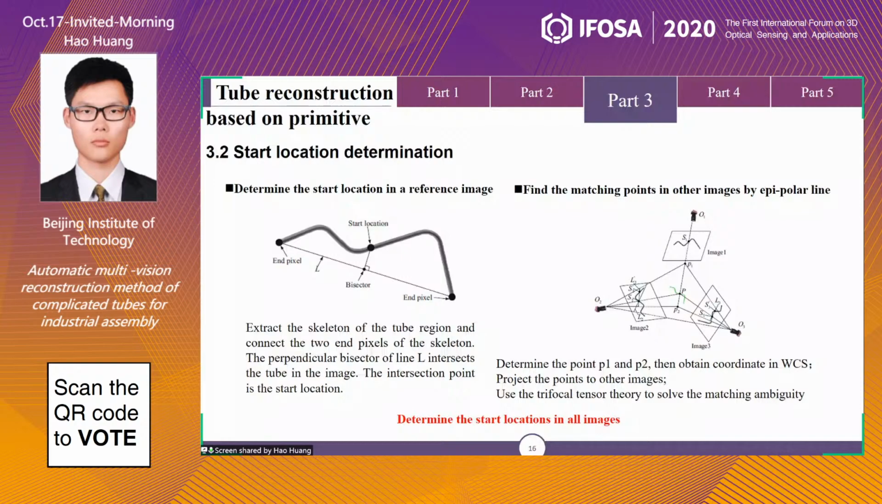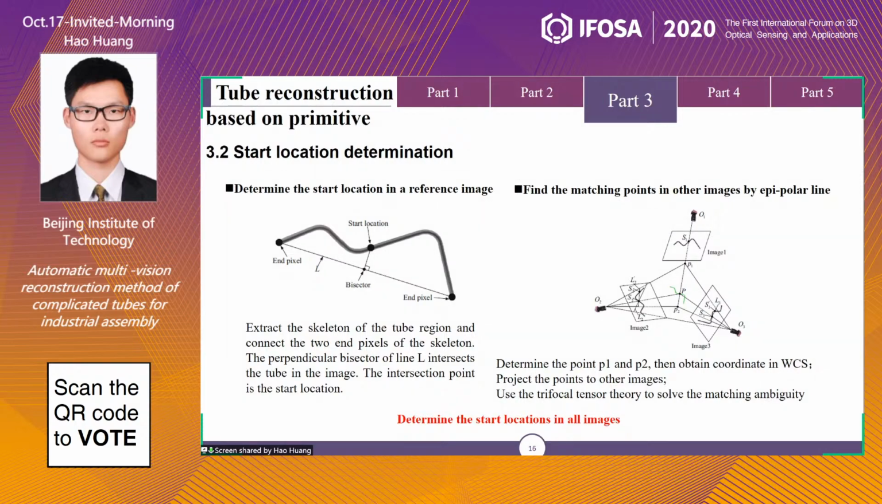The second part is the initial model, aiming to determine the start location. The start location of the reconstruction can be at a random position rather than the end point. Firstly, extract the skeleton of the tube region and connect the 2 pixels of the skeleton. The perpendicular bisector of line L intersects the tube in the image, and the intersection point is the start location in the reference image. We can determine the points P1 and P2, then obtain the coordinates in the world coordinate system.